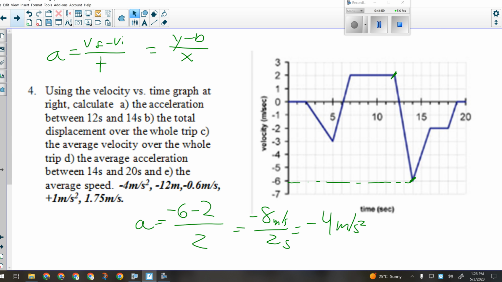Tomorrow, we're going to be working on velocity versus time graphs like this. Your displacement calculations on this are a little more involved because there's a lot of shapes there that you would have to calculate the areas of. You will have a quiz at the start of class tomorrow that I will post today after school.